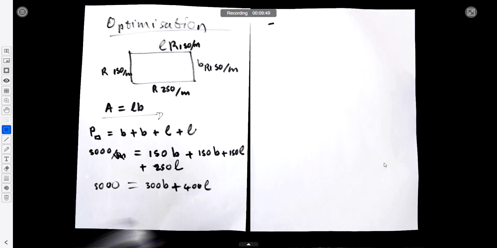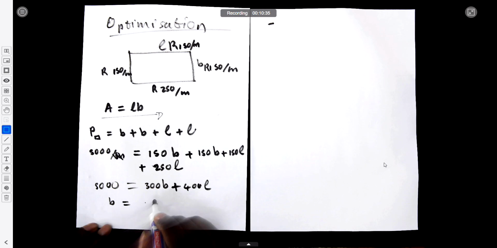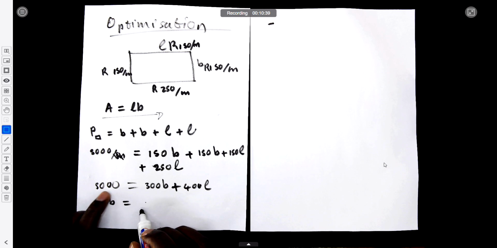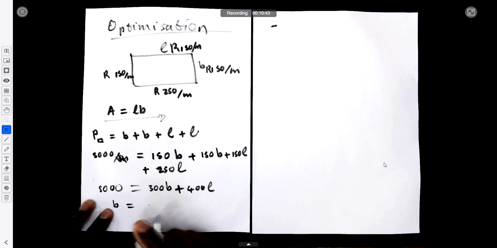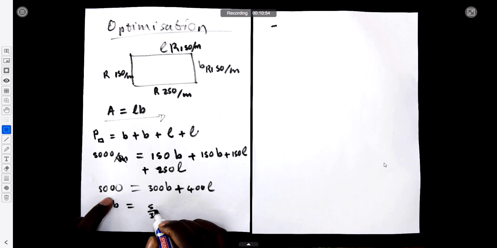We can make L, we can make B. So we can choose. We're making B the subject, so divide by 300. So divide by 300, 5,000 divided by 300. Okay, in fractions, it's 50/3. Okay, 5,000 divided by 300 is 50/3.